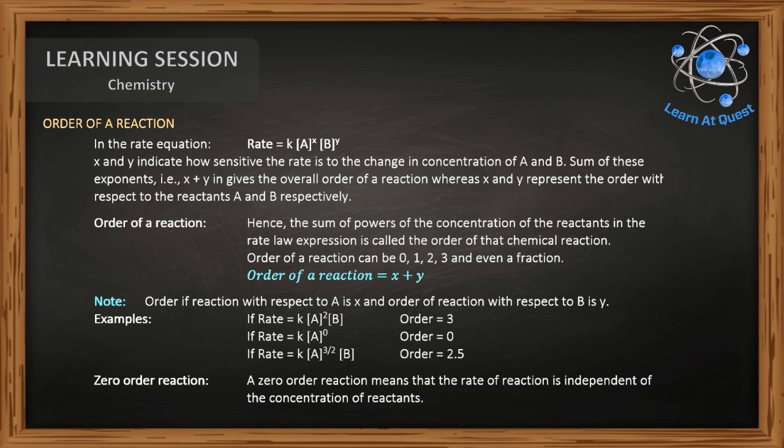In the second example, we saw that the exponent of the concentration of A was 0. This is known as a 0 order reaction. A 0 order reaction means that the rate of the reaction is independent of the concentration of the reactants. Let us now understand what we mean by molecularity of a reaction.